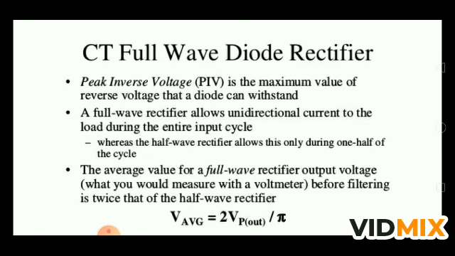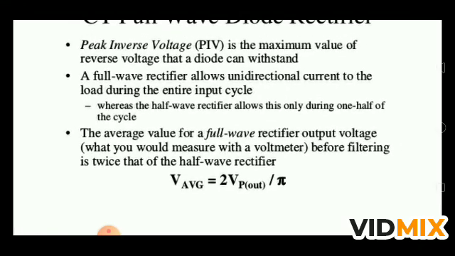And the average value for the full wave rectifier output voltage is V average equal to 2 Vp upon pi. It is the output voltage you will get from the voltmeter.